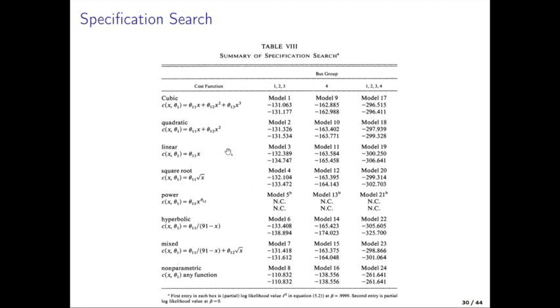And what Rust is doing is he's trying out very many different specifications of this cost function. Okay, he's looking at cubic, quadratic, linear, square root, power, hyperbolic, and they have varying numbers of parameters. You can estimate all these models, and you can also estimate them on different data sets. So there are different groups of buses, bus 1, 2, 3, and bus 4, and then a combined group of buses. And here, what you see below is essentially the partial likelihoods associated with each of those specifications.